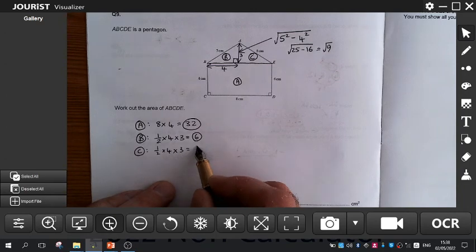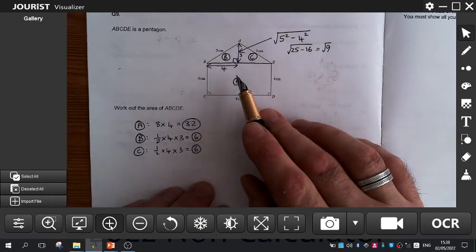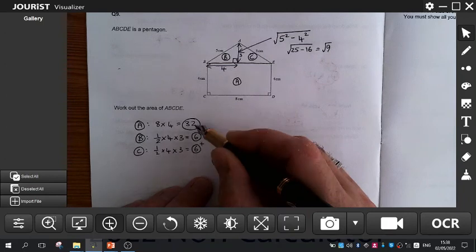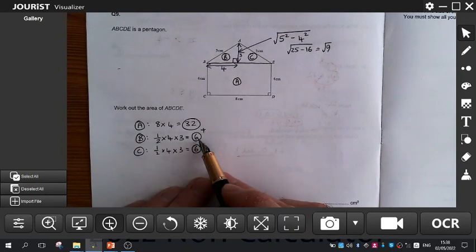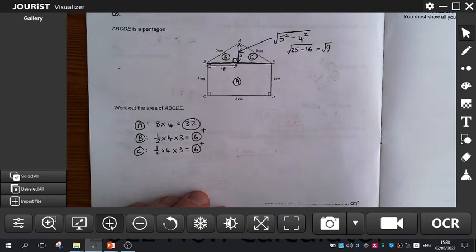And to get the total area of the whole shape, we just need to add them all together. 32 add 6 is 38. Add 6, 44. Double checking, it does say centimetres squared on the dotted line, so we've got full marks for that question.